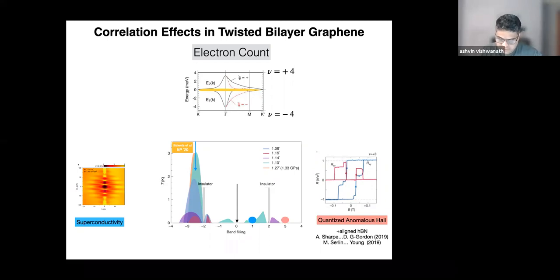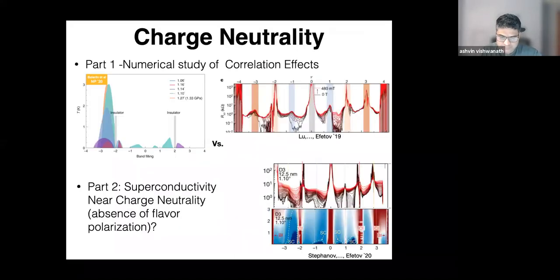that are out there. Okay, so there is the first part. After I give you a bit of an introduction, the first set of results, if you like, will be on the numerical study of this charge neutrality point. And we'll also like to compare it to experiment.